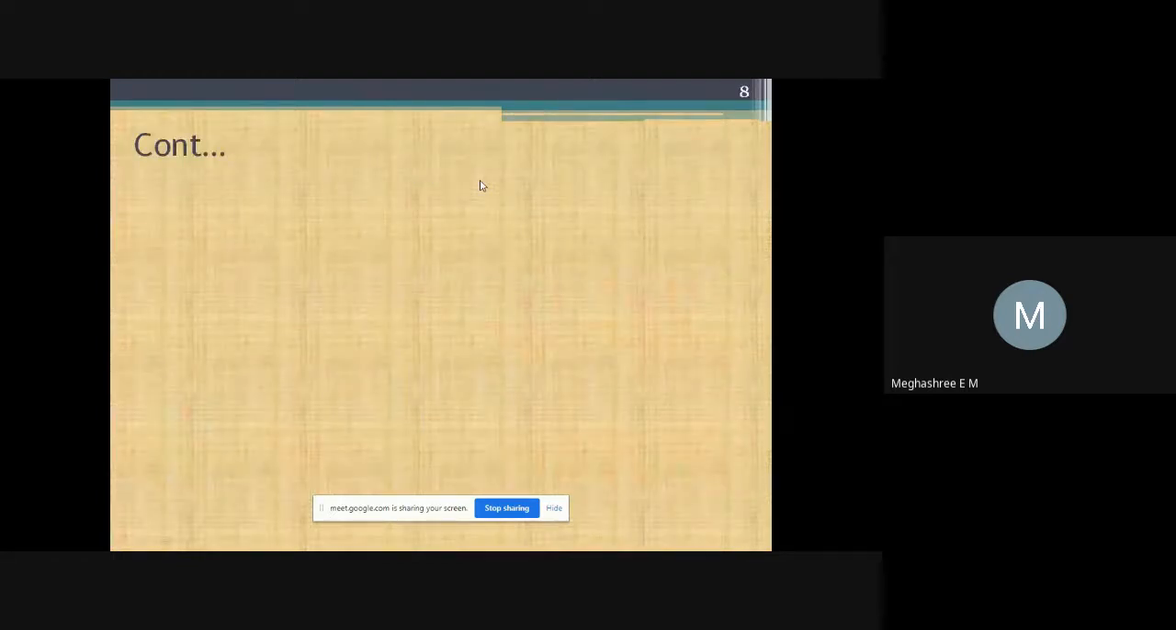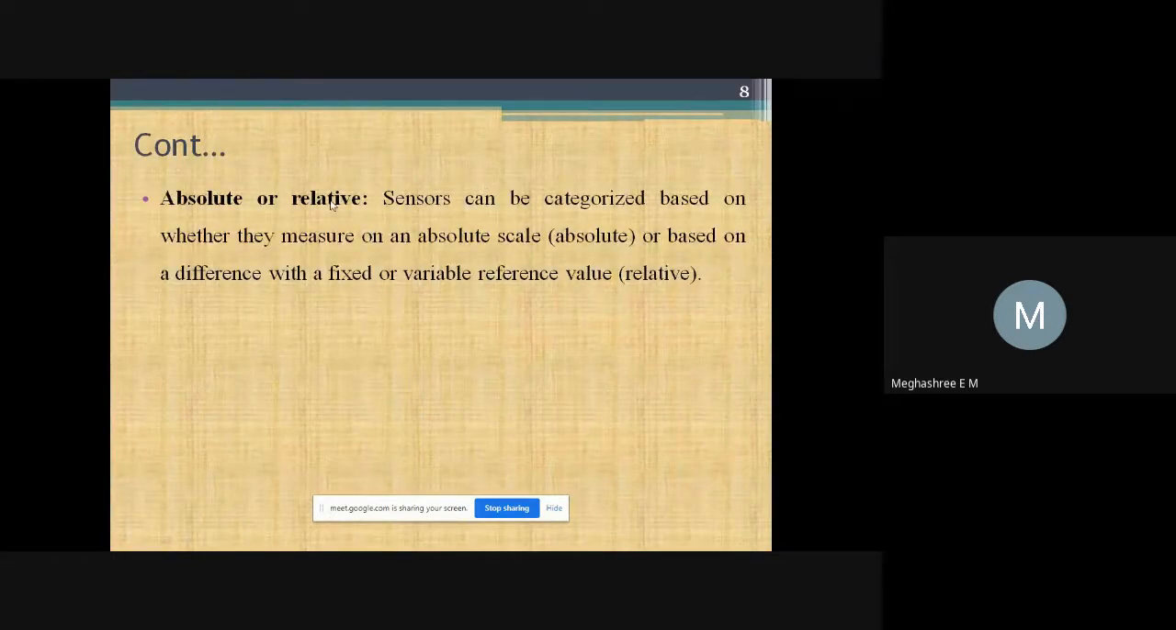Okay, next type is absolute or relative. Absolute sensors are ones that measure on an absolute scale. And relative sensors are ones based on the difference with a fixed or a variable reference value.